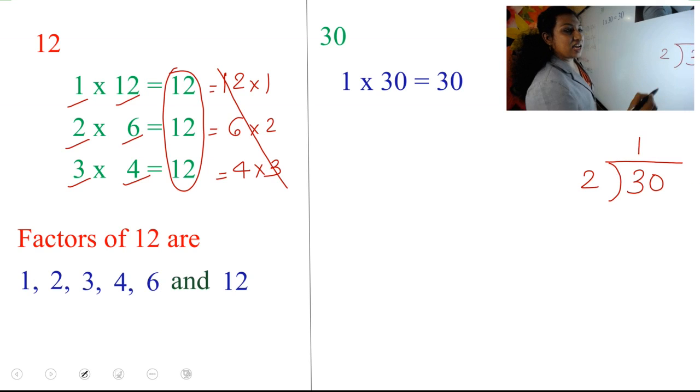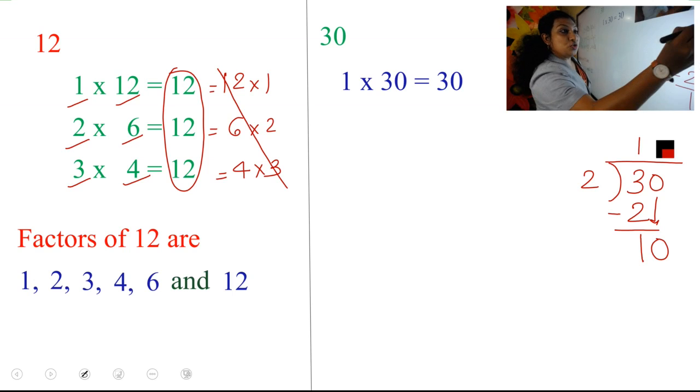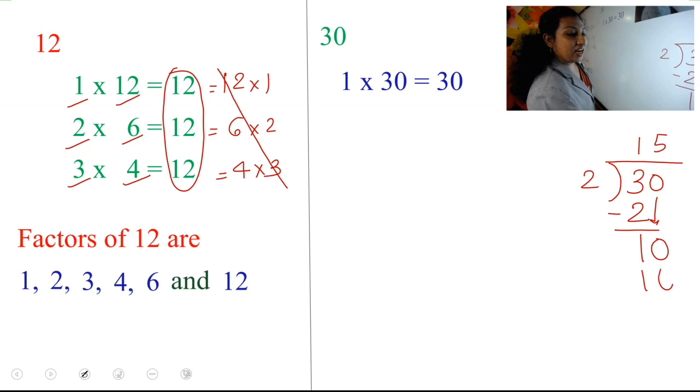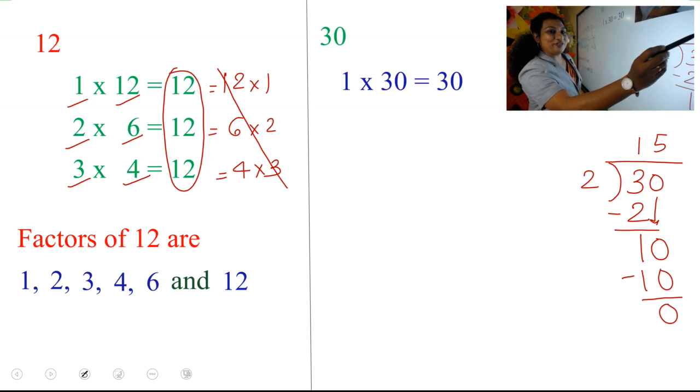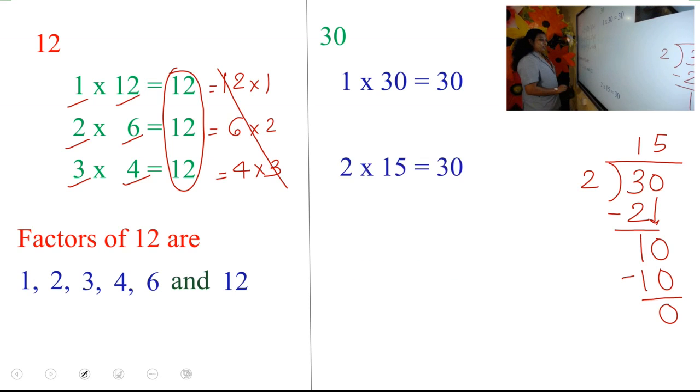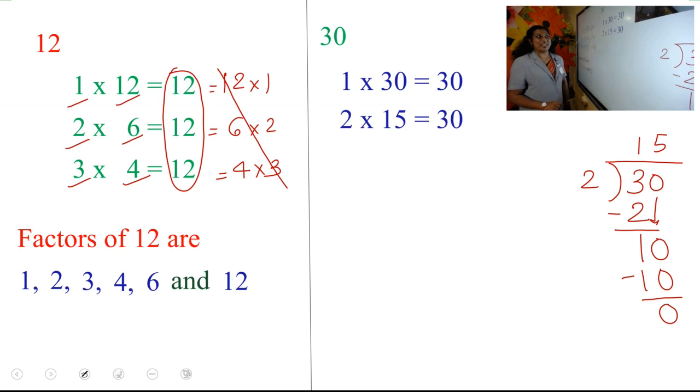2 will go 1 time. 2 into 1, 2. Subtract, 1. Bring down 0, then it becomes 10. 2 into 5, 10. When you subtract, you will get 0. So, 2 into 15 is also equal to 30 because we got the remainder 0. So, 2 into 15 is equal to 30.